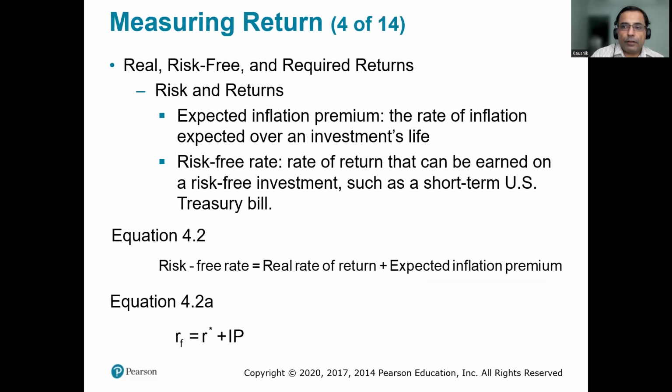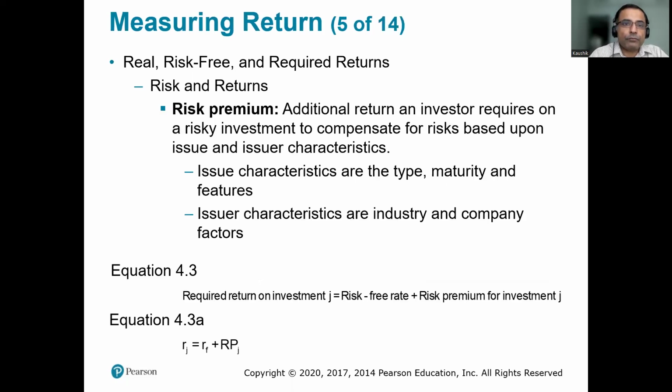So when we combine real rate of return and the inflation premium, we get the risk-free rate. So this is the return from a risk-free investment such as US Treasury bill. Now, since we are investing in a security other than US Treasury bill, there is some additional risk involved, and investors expect to be compensated for that. So we add a risk premium to the risk-free rate, and hence we get the required return on any investment as risk-free rate plus the risk premium.